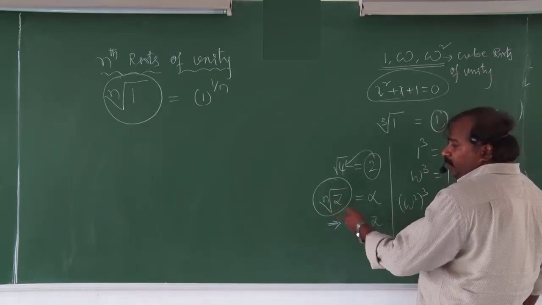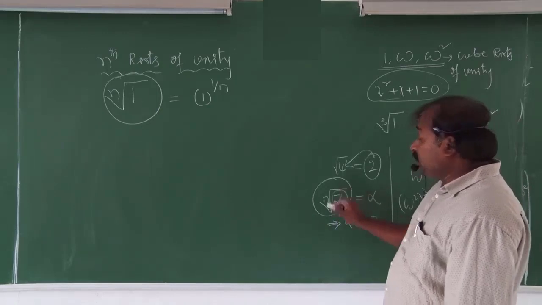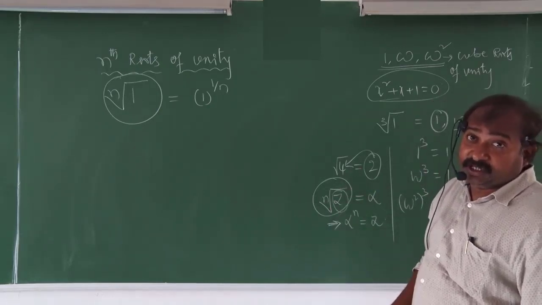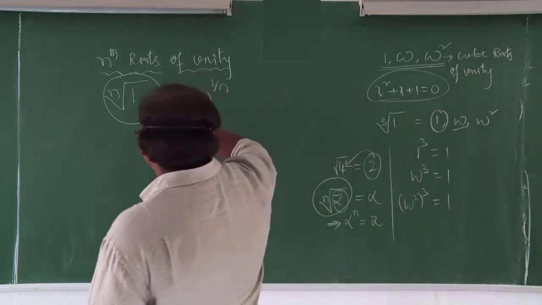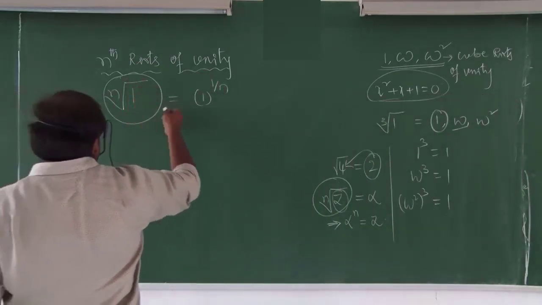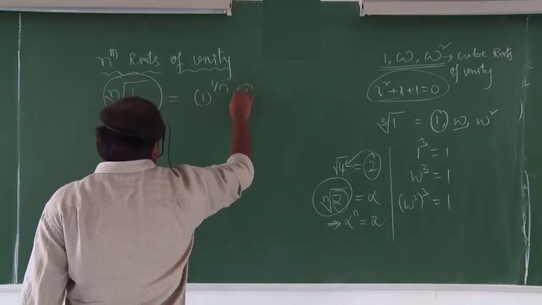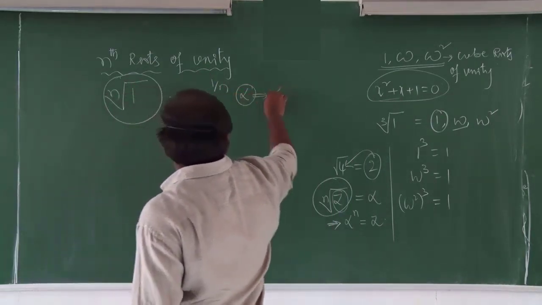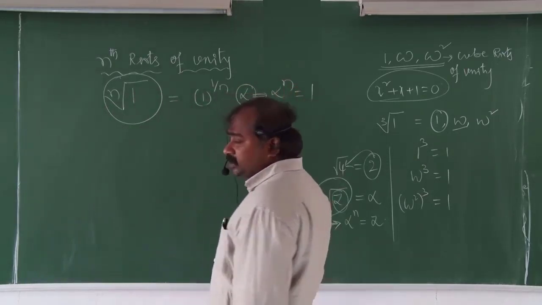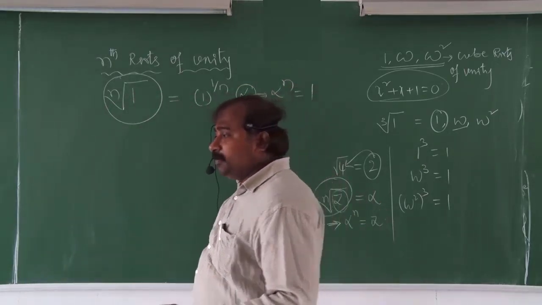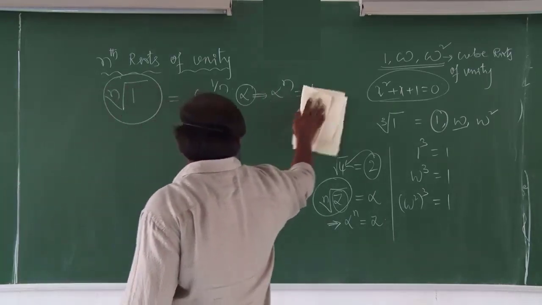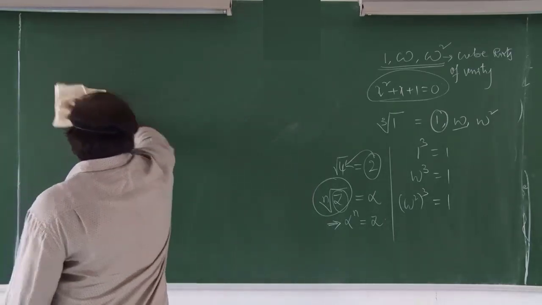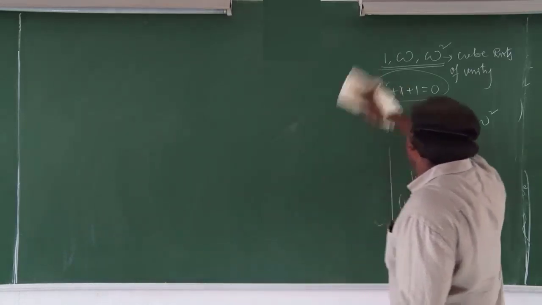But here, nth root of a complex number means for this z there are n roots available. That is the important thing. How you can find those nth roots, that is important. So first of all, nth roots of unity means you have to find the nth root of 1. If you take alpha power n, you will get 1. That is nothing but nth roots of unity. In this, first we will discuss the cube roots of unity. Okay, this is the definition.